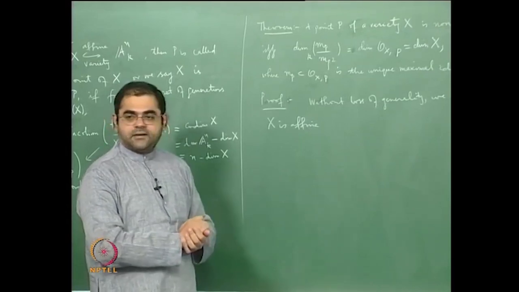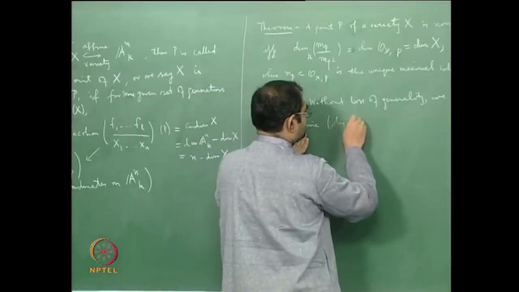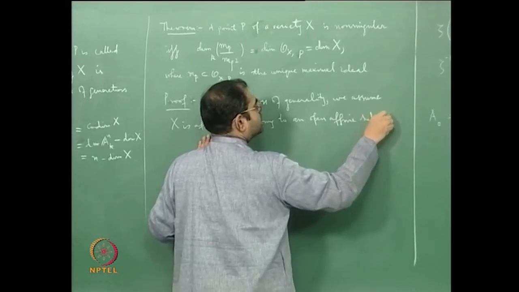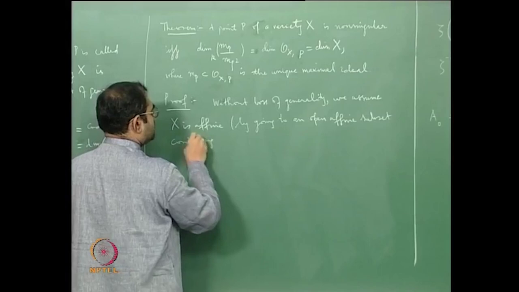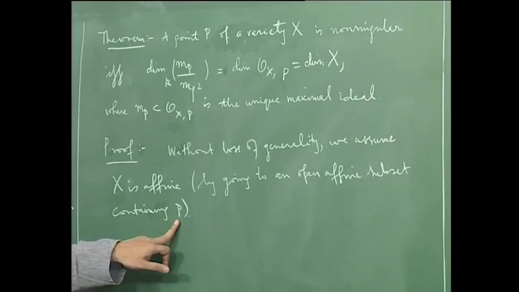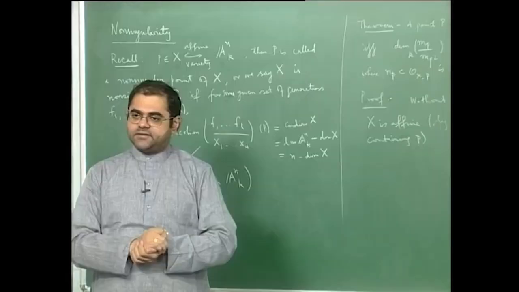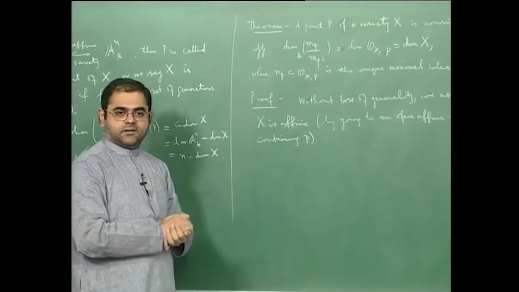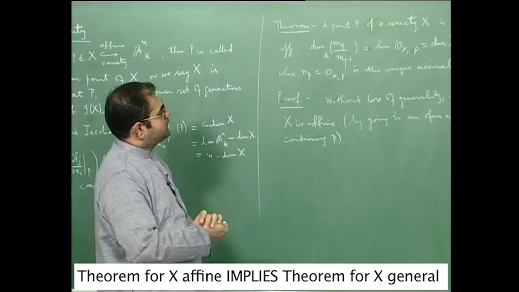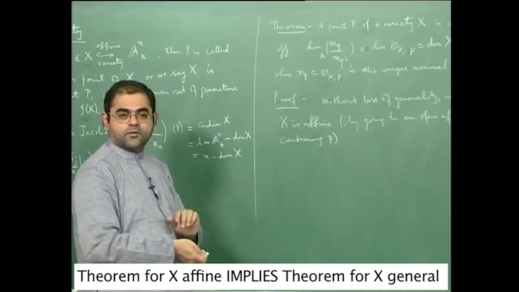What I mean by this is you go to an open affine subset containing the point P. By going to an affine open set which contains the point P, the local ring is not going to be changed, because the local ring doesn't depend on whether you go to a smaller open set which contains the point or not. So the conditions of the theorem, both the hypothesis and conclusions, both ways of the theorem, are not affected if you go to an affine open subset. So it is enough to consider X affine.